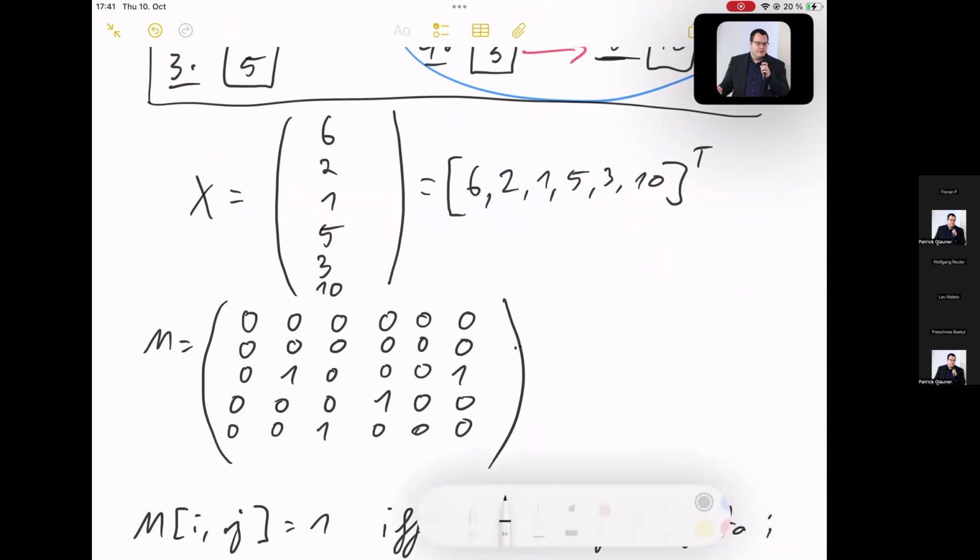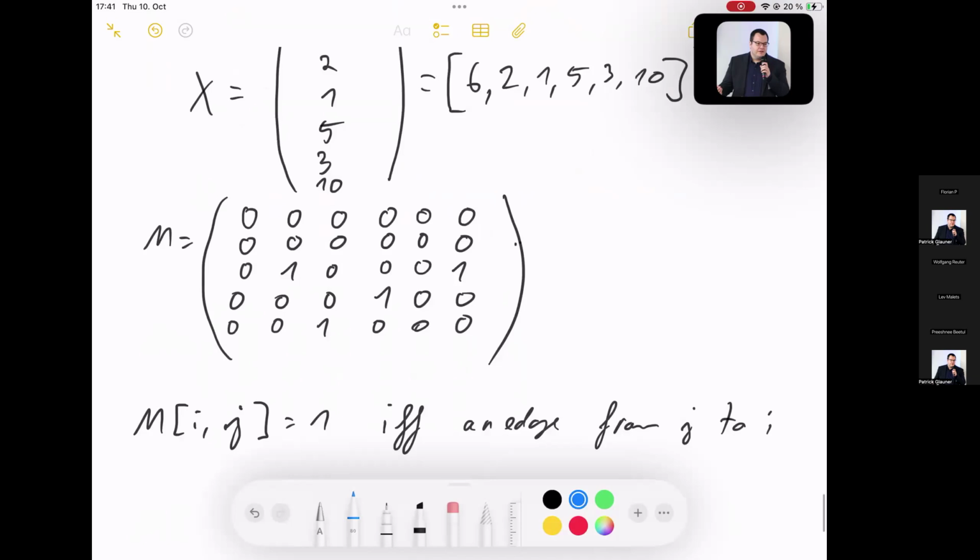So one more row, and if you have the values, please send them to the chat, maybe without looking at the slides.